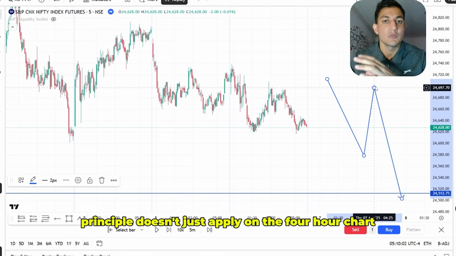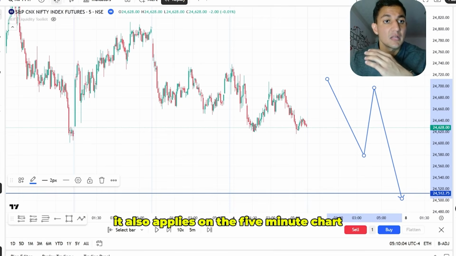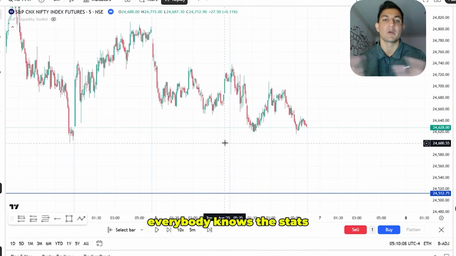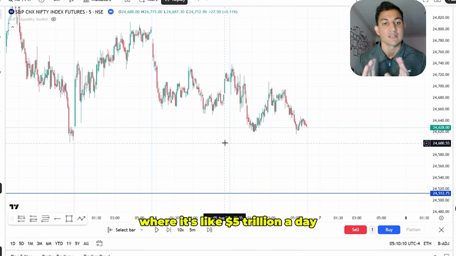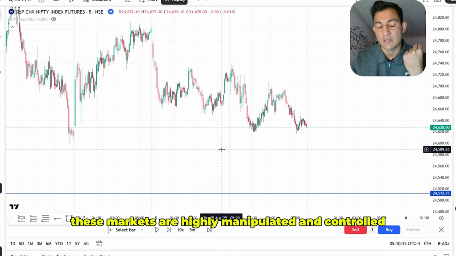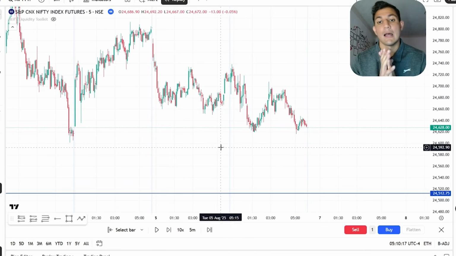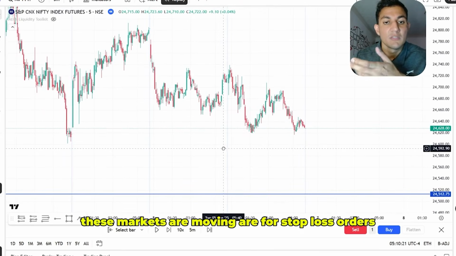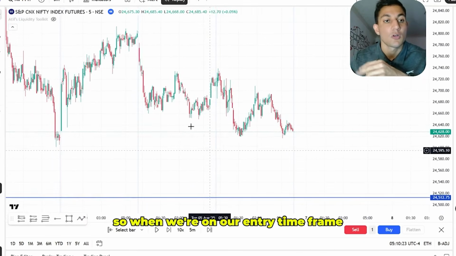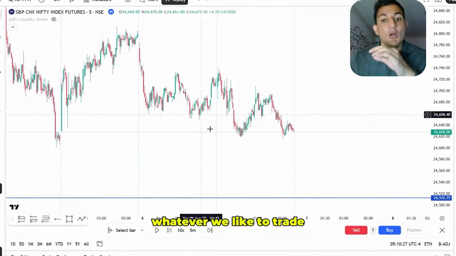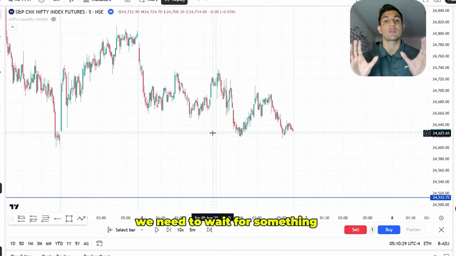That principle doesn't just apply on the 4-hour chart. It also applies on the 5-minute chart. These markets are highly manipulated. Everybody knows the stats, where it's like $5 trillion a day moves through the Forex market. Same thing with the stock markets. These markets are highly manipulated and controlled, because there's trillions moving through the market, and the only reason these markets are moving is for stop loss orders. So when we're on our entry time frame, or the 5-minute chart, whatever we like to trade, we need to wait for something called a liquidity sweep.